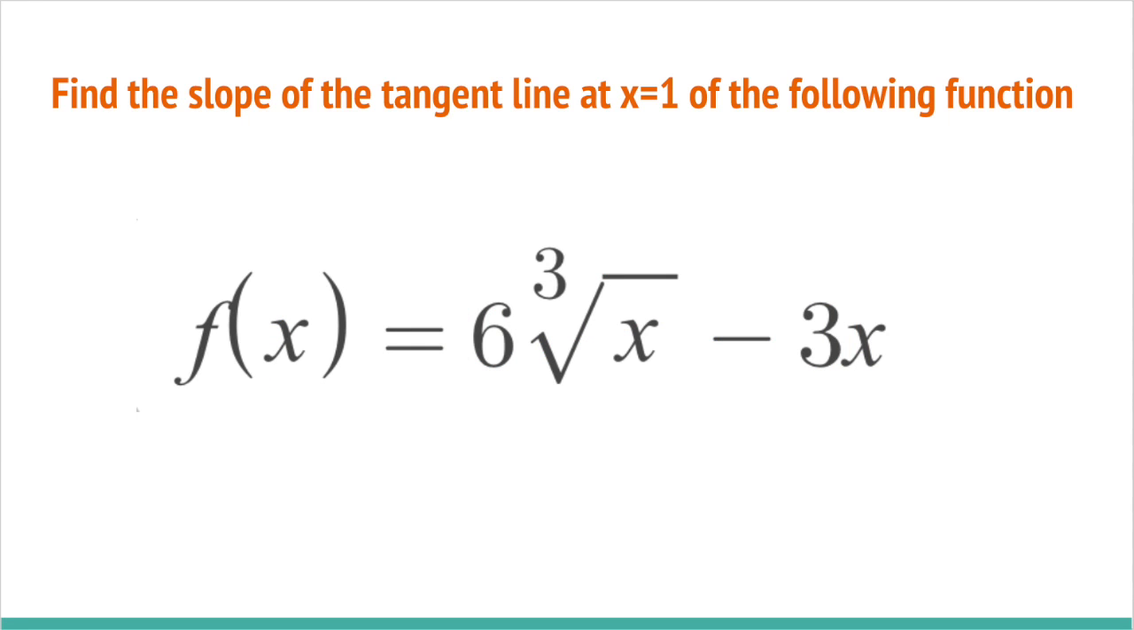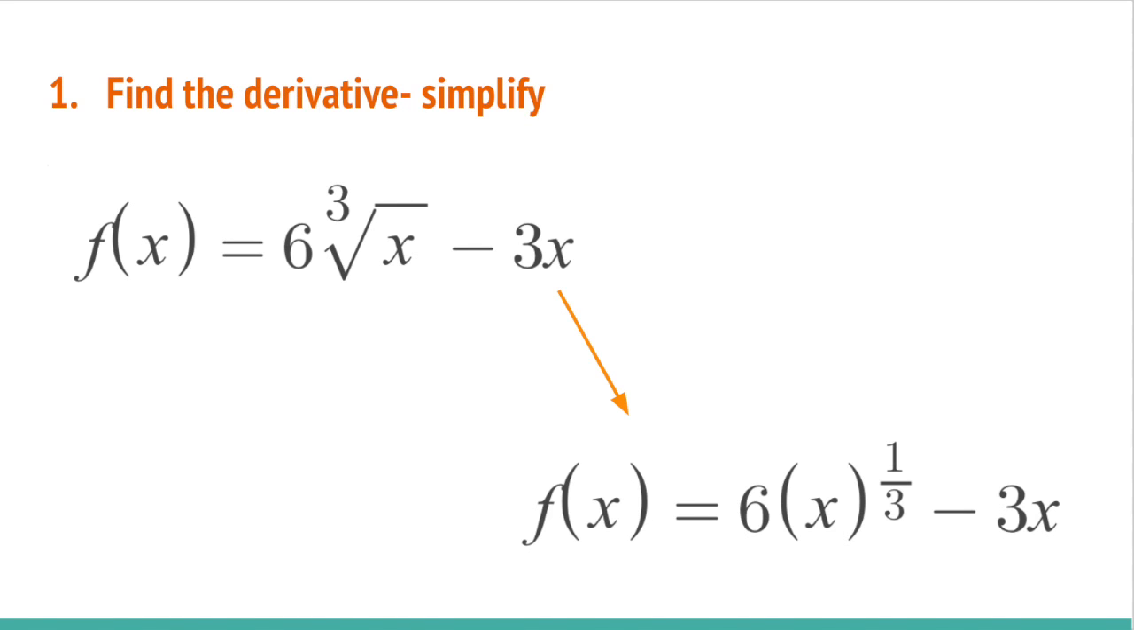For the second problem, it is asking me to find the slope of the tangent line at x equals 1 for the following function. The first thing we have to do is find the derivative of the function, so first we will use the derivative rules. By the law of exponents, the cubic root of x becomes x raised to 1/3. Now that we simplified, we can use the rules.